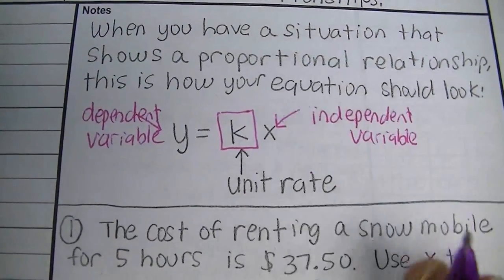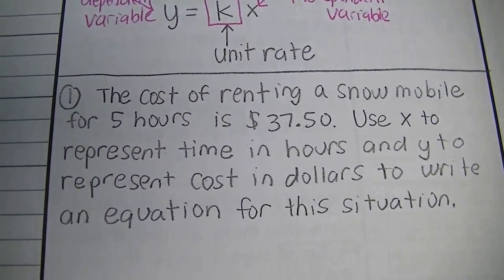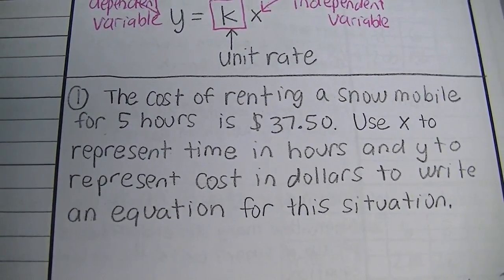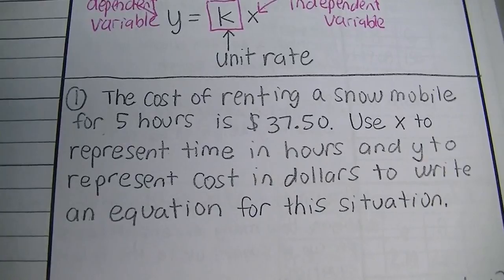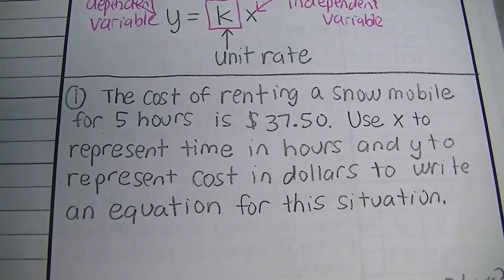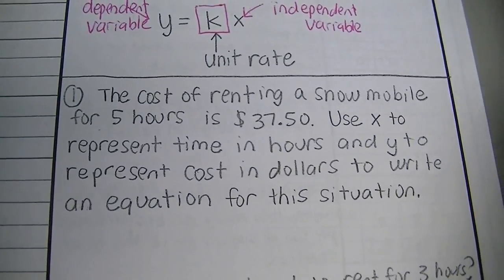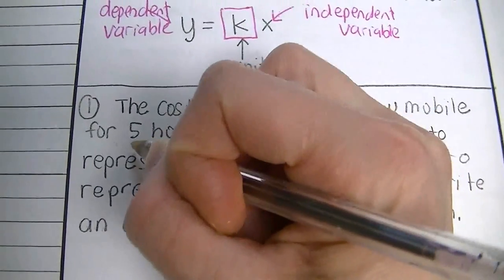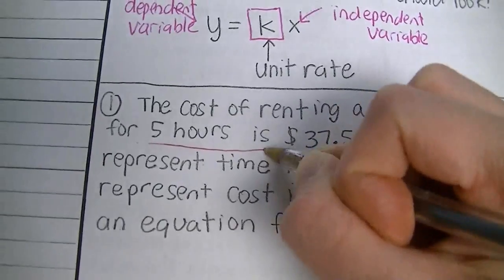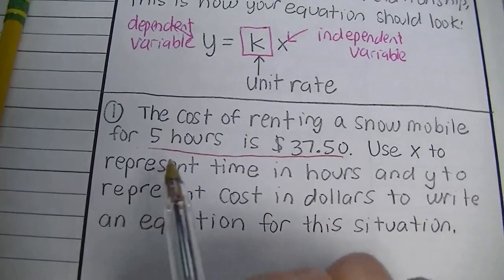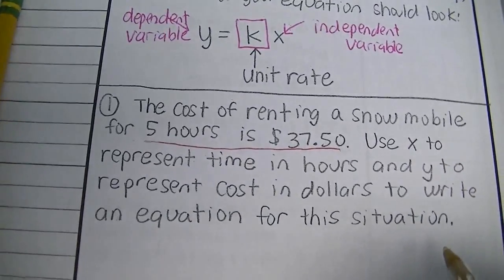For now. So number 1 says the cost of renting a snowmobile for 5 hours is $37.50. Use x to represent time in hours and y to represent cost in dollars to write an equation for this situation. So I'm going to underline some key important information right here. I see that 5 hours costs $37.50 to rent that snowmobile for 5 hours. That's how much it costs.